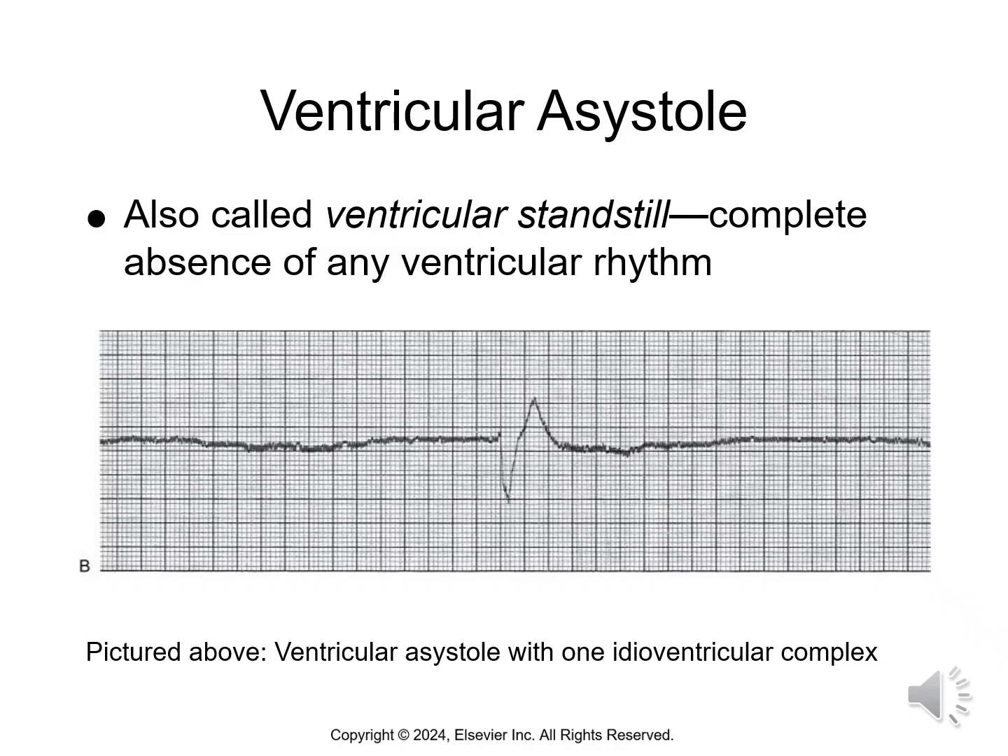The picture above is a ventricular asystole with one idioventricular complex. Ventricular asystole, sometimes called ventricular standstill, is a complete absence of any ventricular rhythm. There are no electrical impulses in the ventricles and therefore no ventricular depolarization, no QRS complex, no contraction, no cardiac output, and no perfusion to the rest of the body.